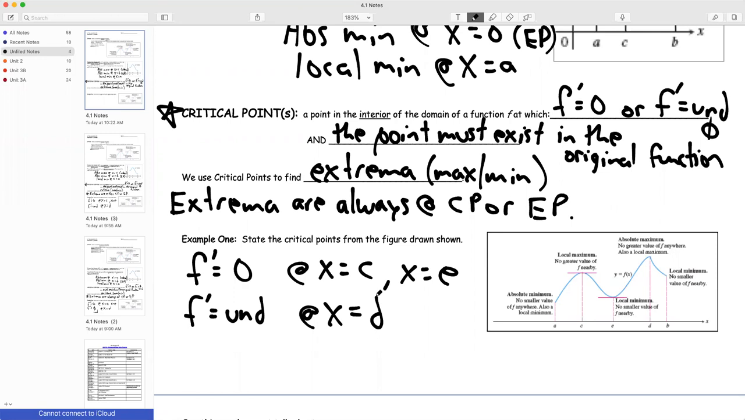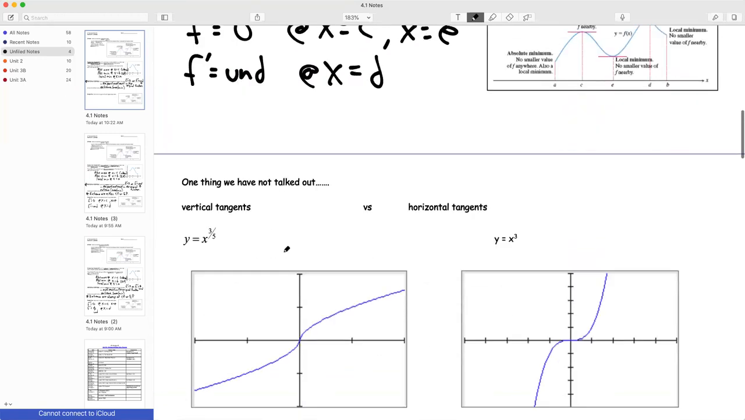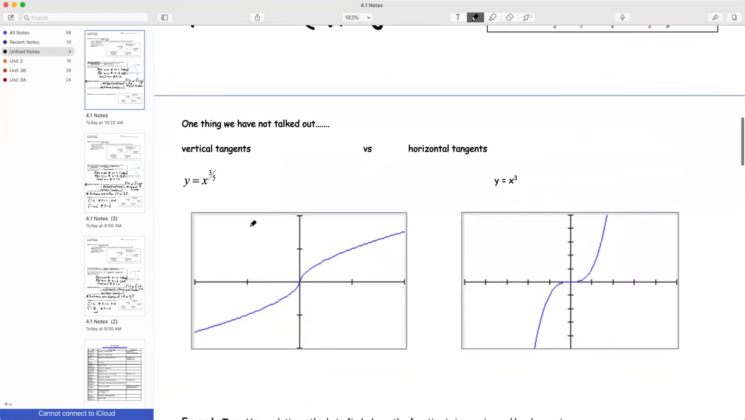All right, so you need to know extreme value theorem, critical points, how to find an extrema, either from the critical points or the endpoints. And we're going to look at several examples today, starting with, let's talk first about vertical tangents and horizontal tangents.